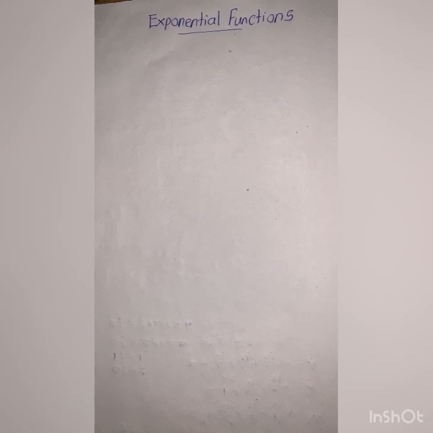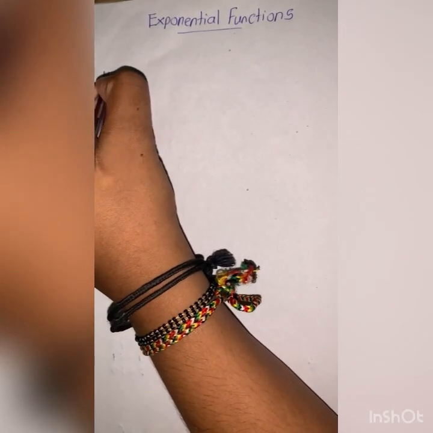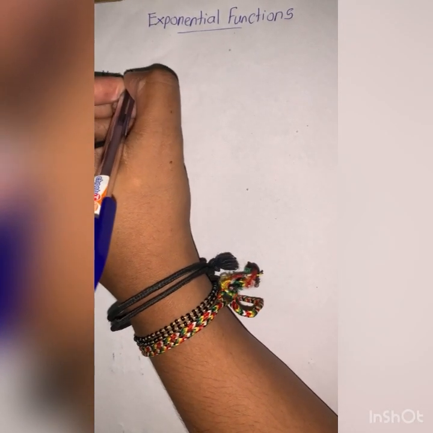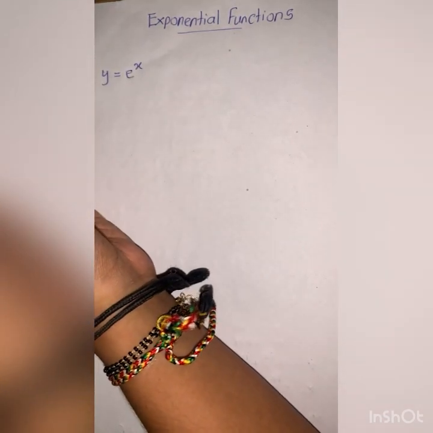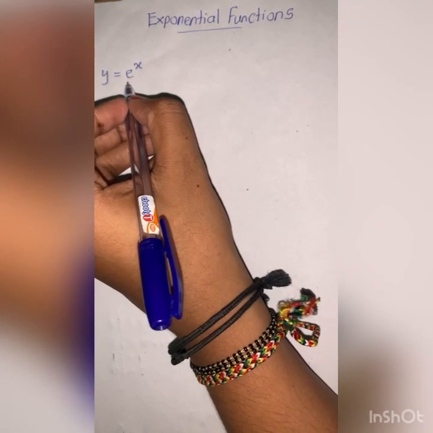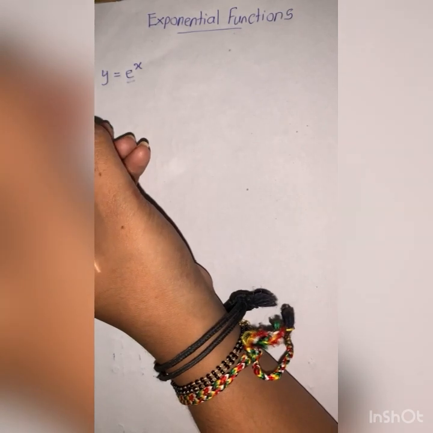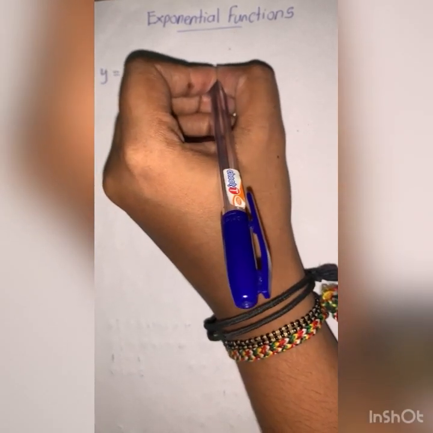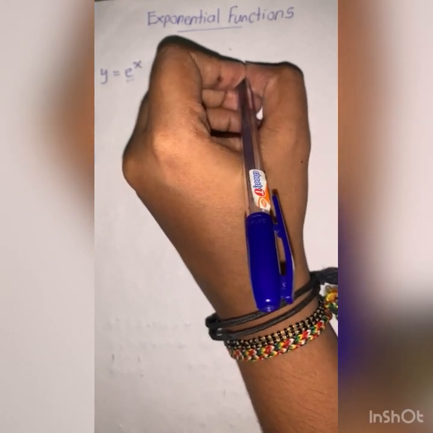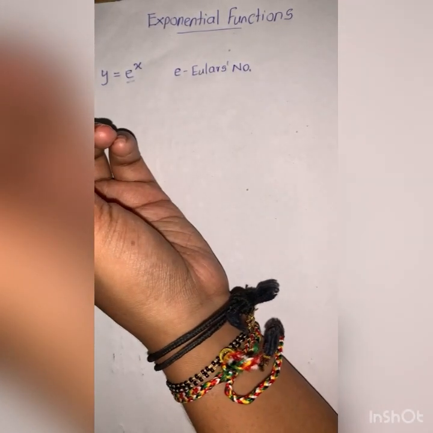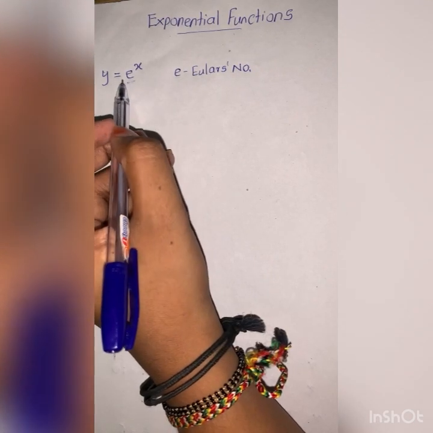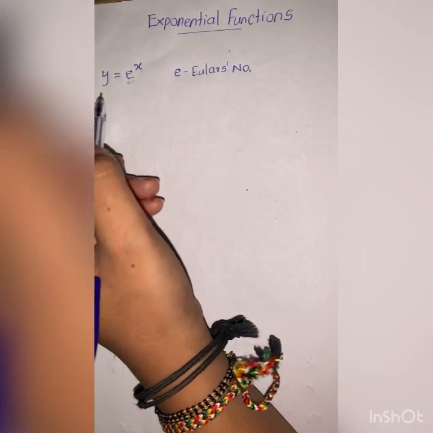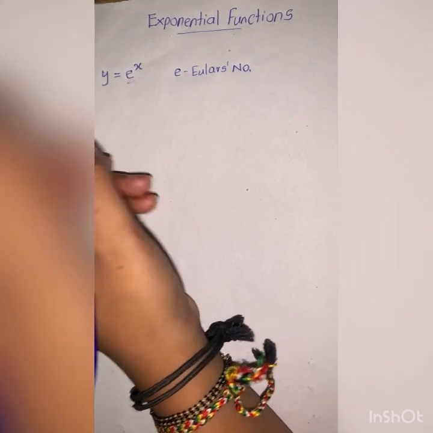The differentiation of exponential functions. An exponential function is given in the form y is equal to e to the power x, where e is a constant called Euler's number. Before that, we have to know some facts about this function, e to the power x.